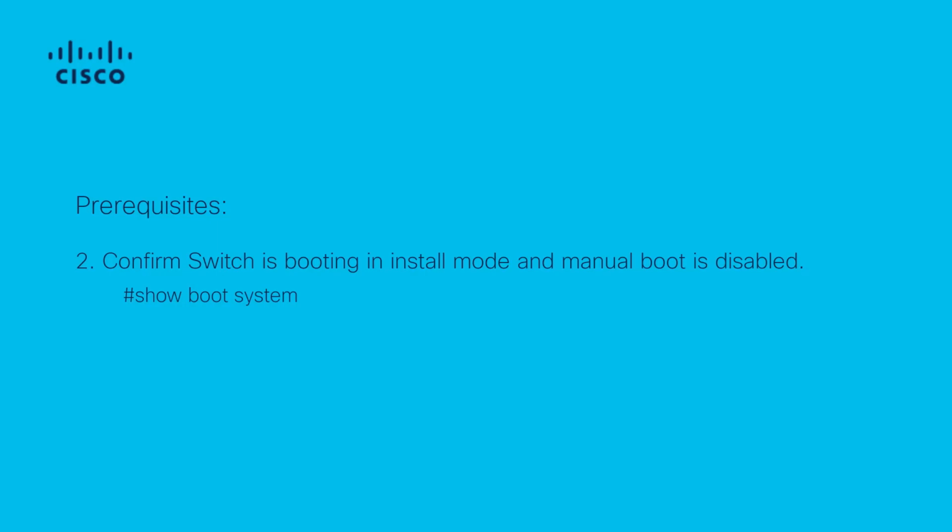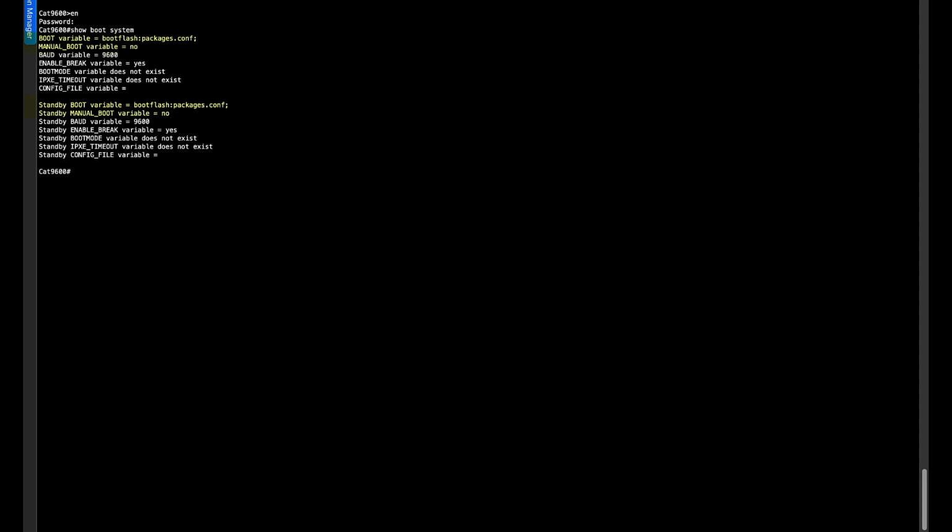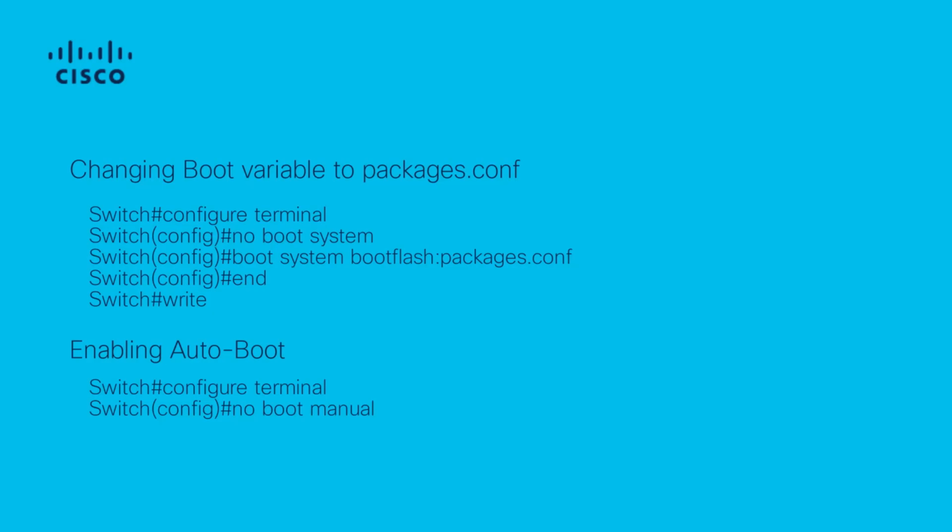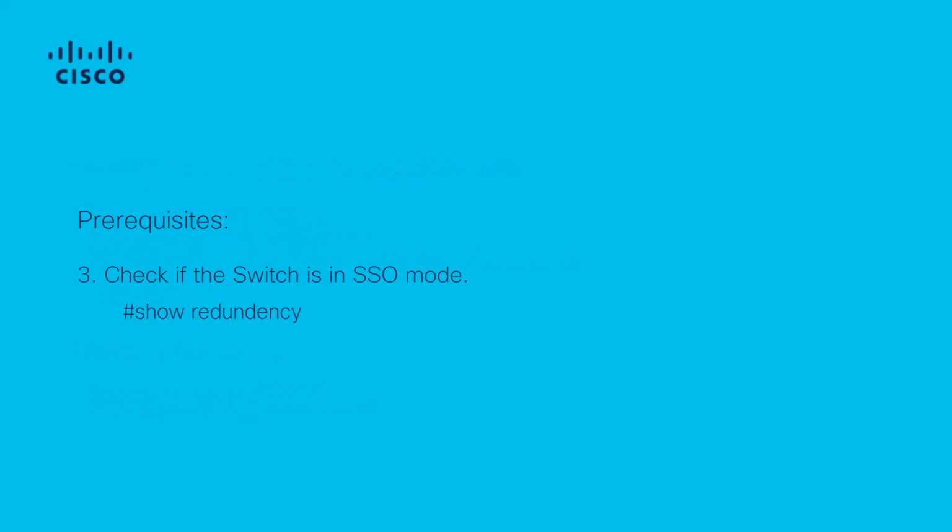Prerequisite 2: confirm the switch is booting in install mode and manual boot is disabled using the show boot system command. As you can see, the boot variable is pointing to packages.conf and manual boot is set to no. You can use the following command if the boot variable is not pointing to packages.conf and auto boot is not enabled.